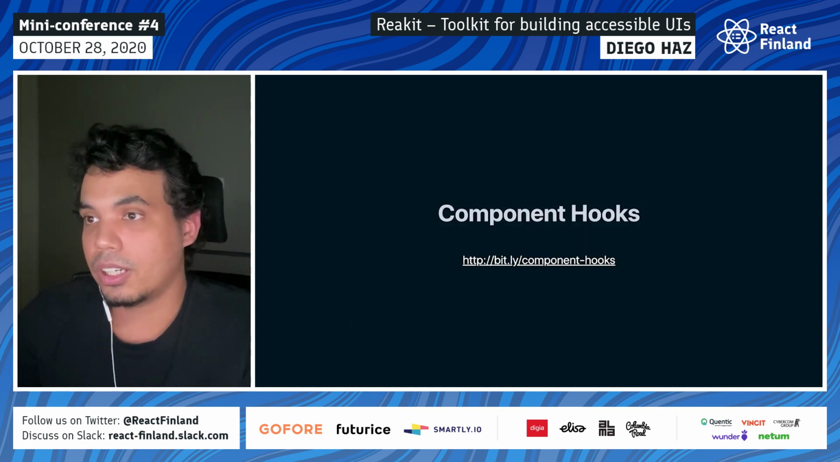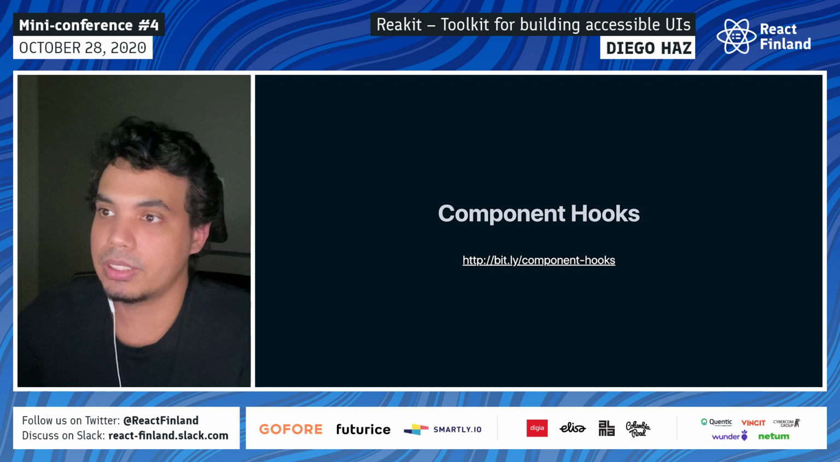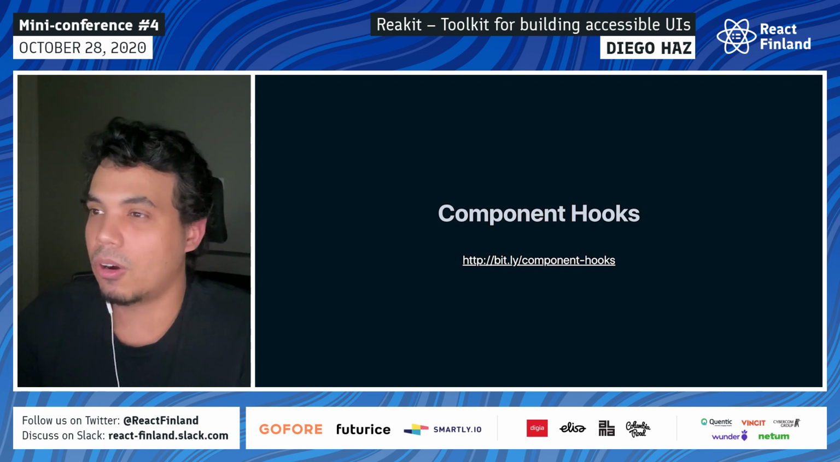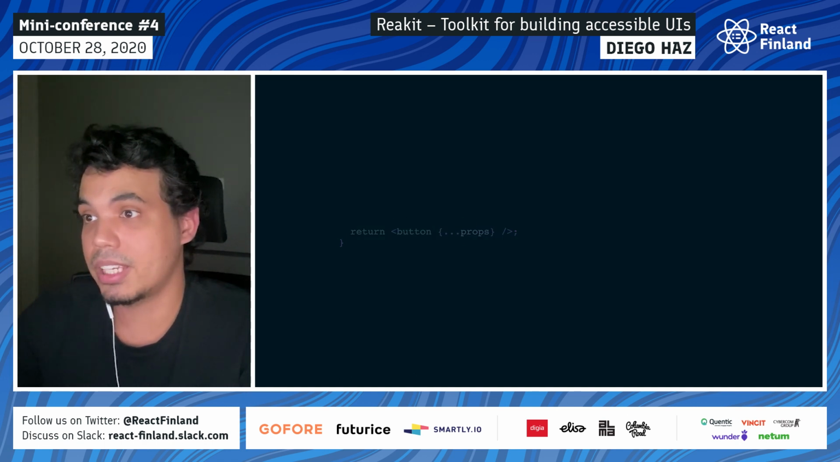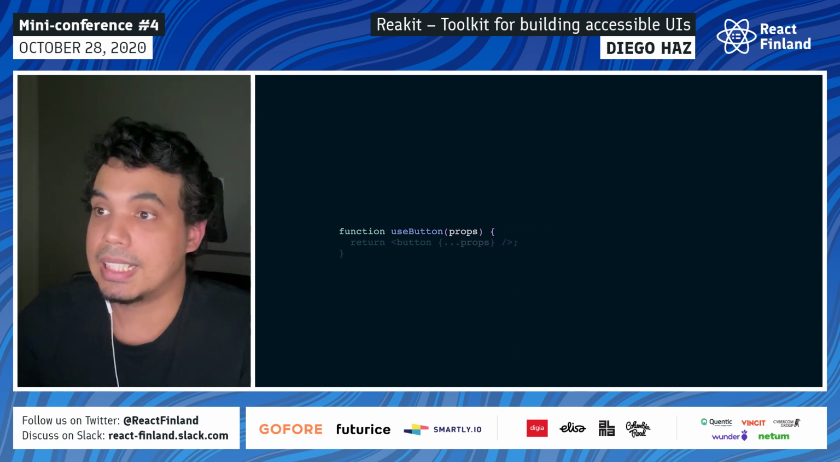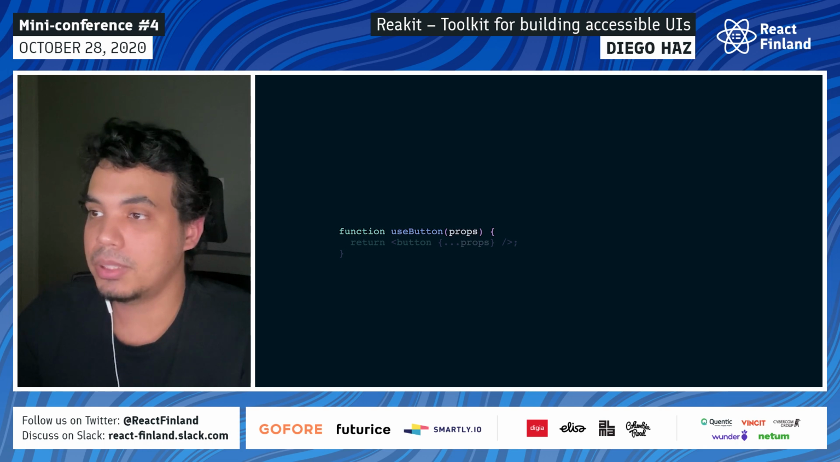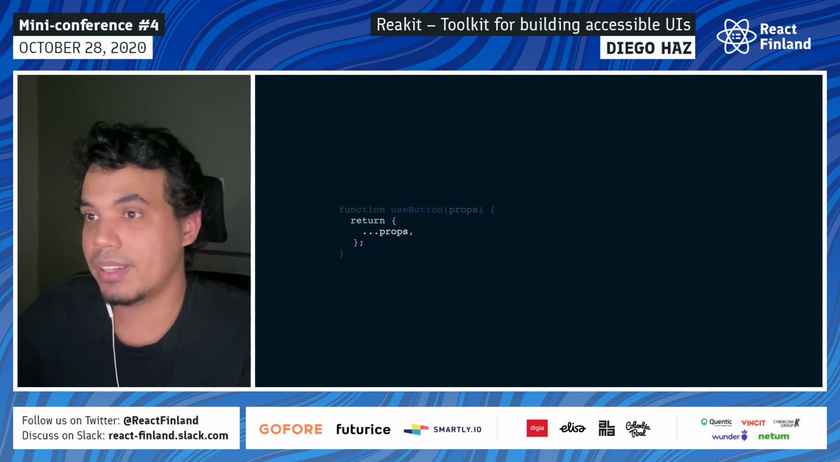Now I'm going to talk about 3 different patterns we can use to provide props for this component. The first one is what I call component hooks. So here, for example, we have a very simple component. To turn it into a component hook, the first thing we have to do is renaming the component to useButton. Then instead of returning a button element, we'll return an object with the props that could be passed over to a button element later.